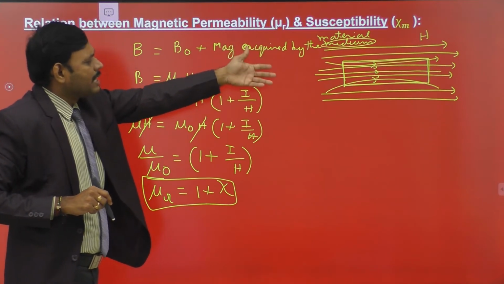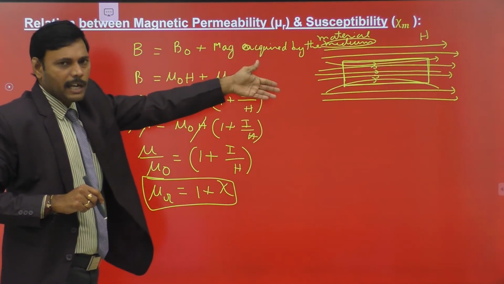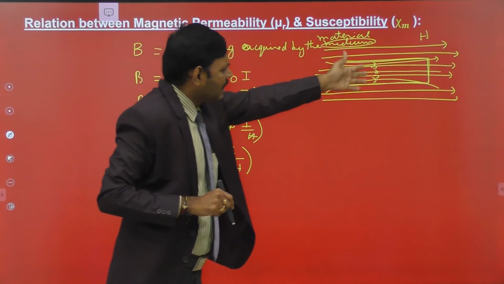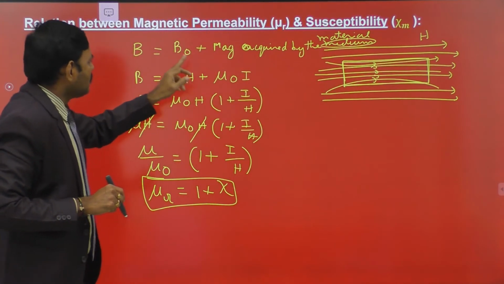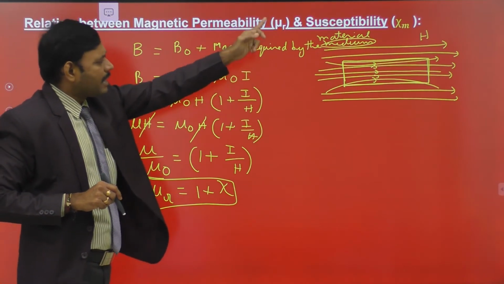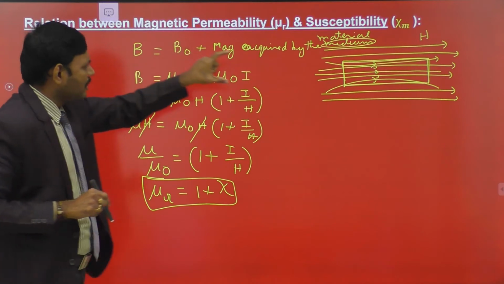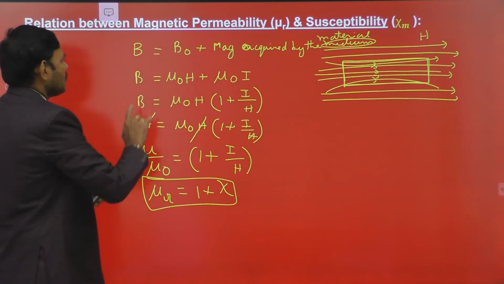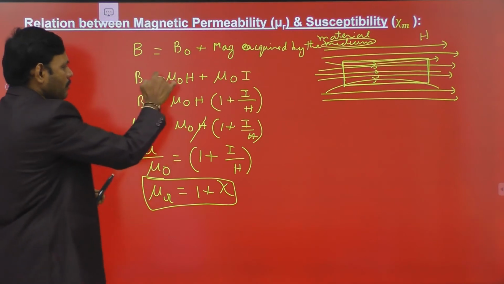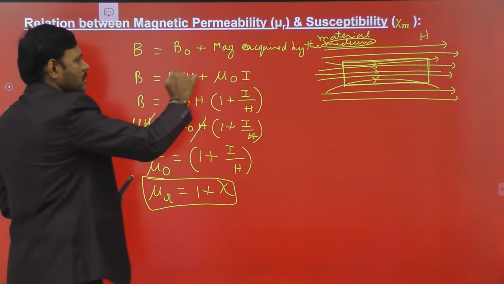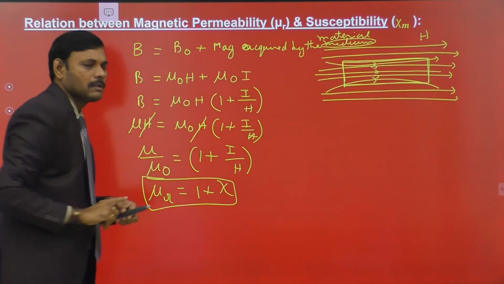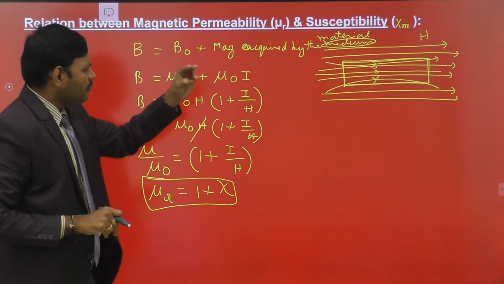This is due to orientation of the magnetic dipoles of the material along the applied magnetic field. This magnetic material acquires magnetic field. So the magnetic field in free space plus the magnetic field acquired by the magnetic material is the net magnetic field passing through it. We know that the magnetic field in free space is mu naught H, where mu naught is the permeability of free space. The magnetic field acquired by the magnetic material is mu naught I, where I is the intensity of magnetization.